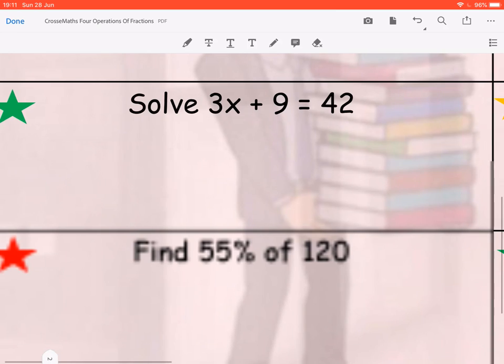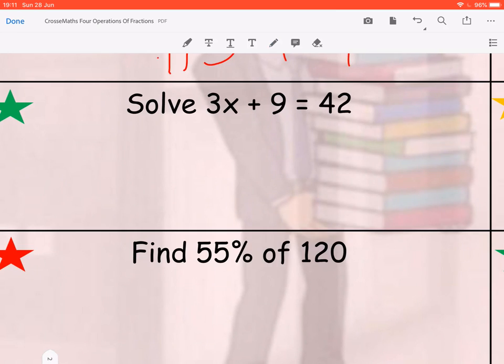Next, I've got a bit of solving equations. Now, the key to solving equations is to try and get x on its own. That's the whole point of them, okay? You want to find out what x is. In order to do that, I'm going to have to get rid of this plus 9 first. In order to get rid of that plus 9, I'm going to have to take it away from both sides. You do the opposite of whatever you can see to get rid of it.